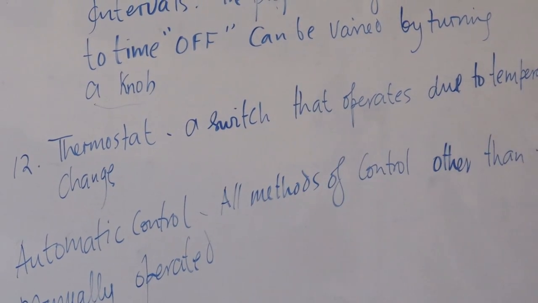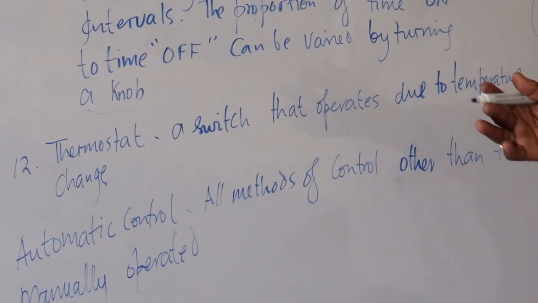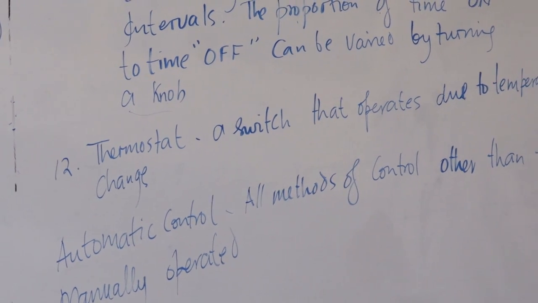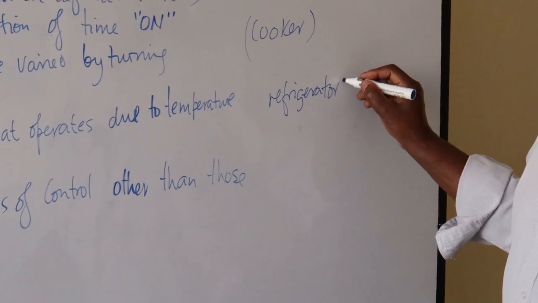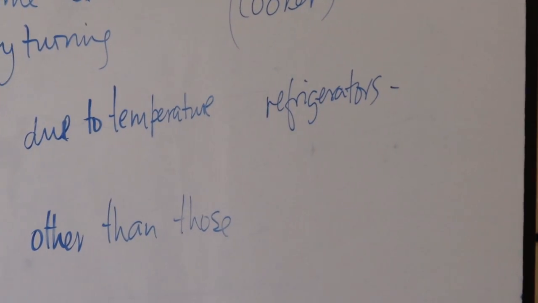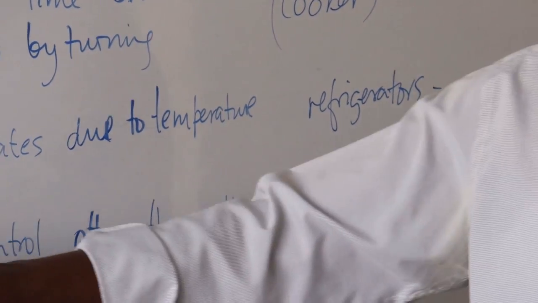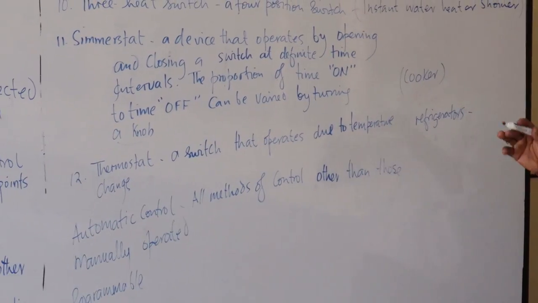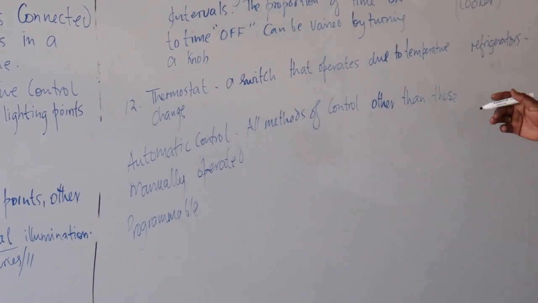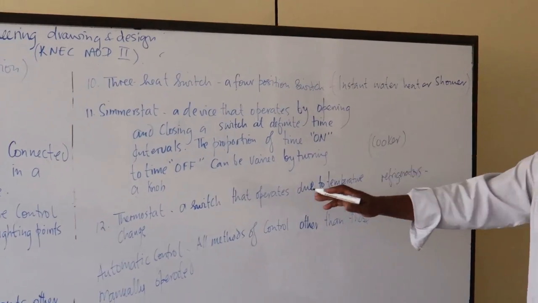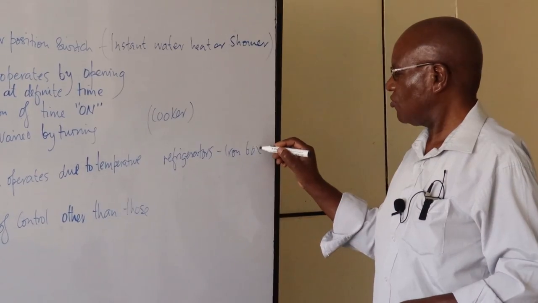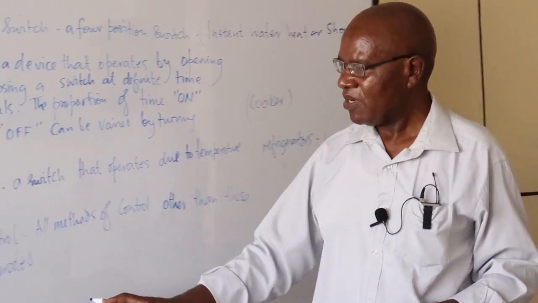A thermostat. This one is the switching you find in refrigerators. Refrigerators, but I think it's also in thermostats. Iron boxes, changes in temperature. Iron boxes, we set them different. When you're ironing linen, cotton, and the like, the temperature, you can control it using the thermostats in iron boxes. And then we have what we call automatic control.